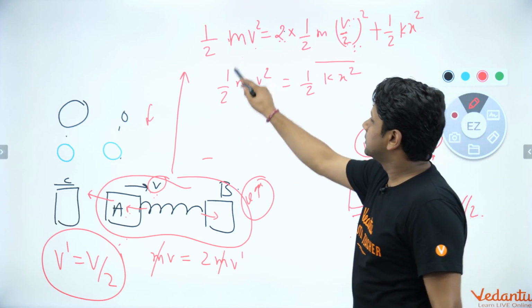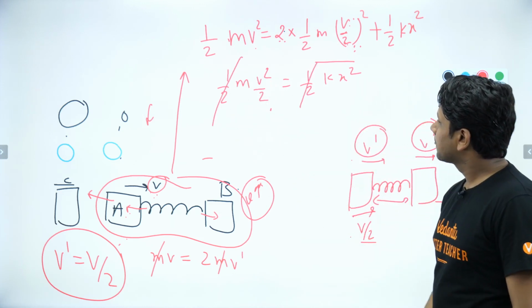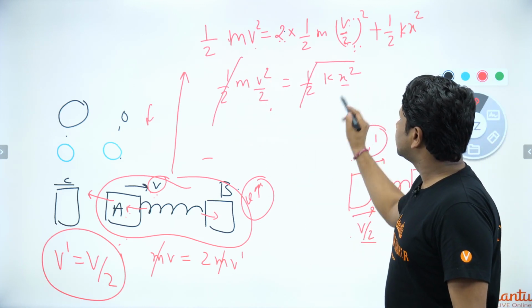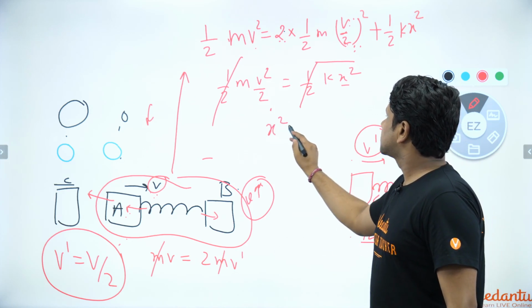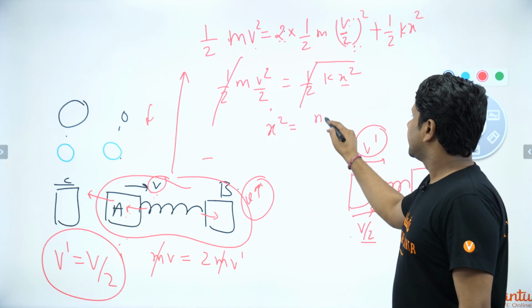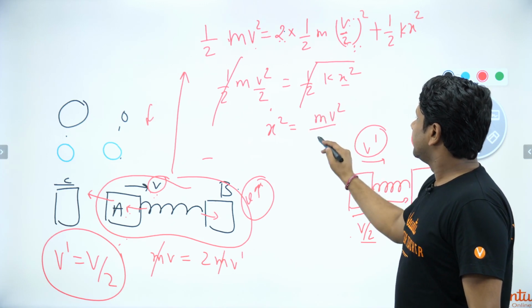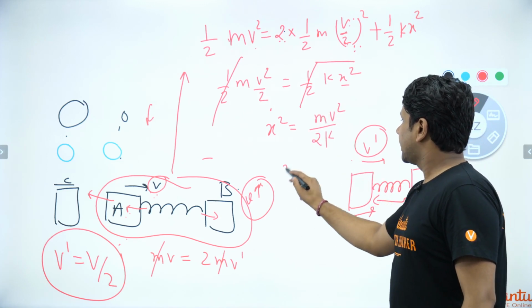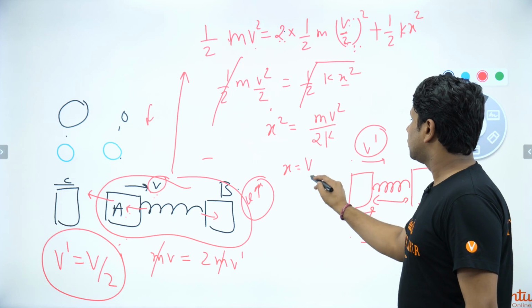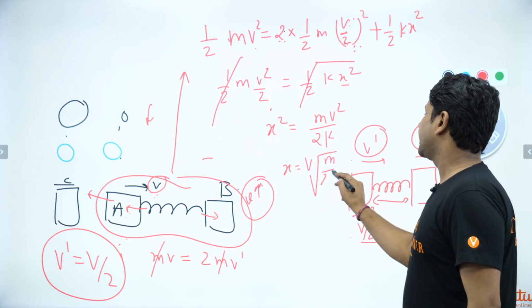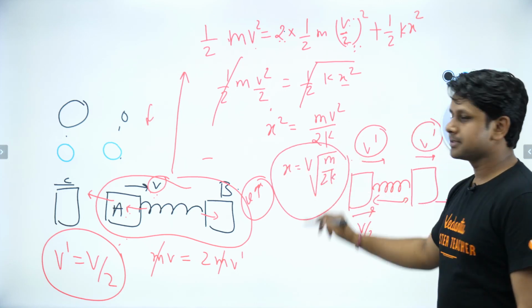Now just equate them. This half and half is gone, okay? And then you have to calculate the x², right? So x² would be equal to how much? mv² divided by 2k. So x will be equal to how much? V comes out, inside you will have m/2k. That is the correct answer.